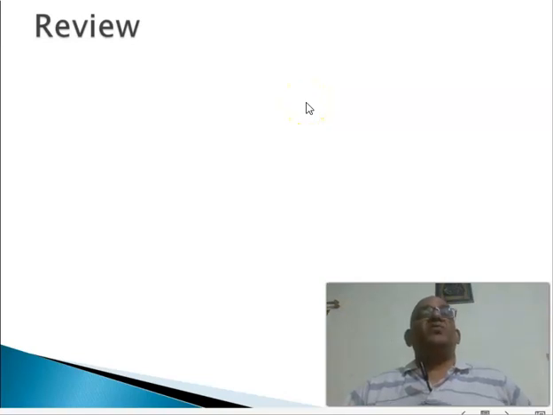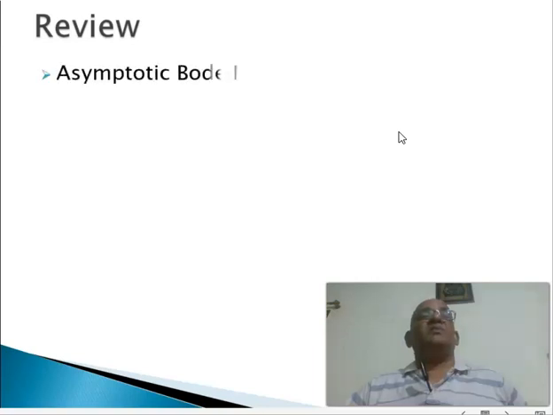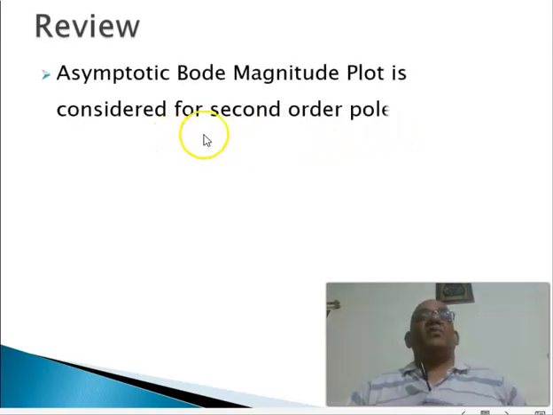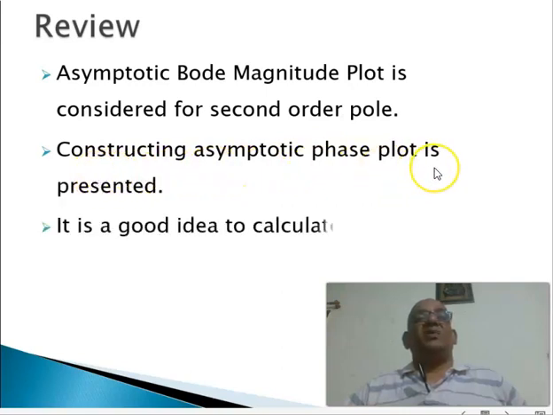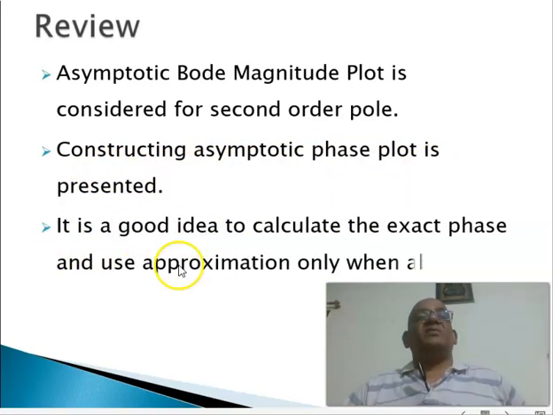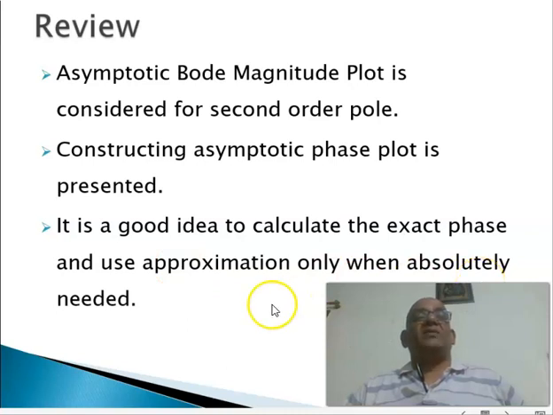Over the past few videos, we have been considering topics on frequency response, and in specific we have seen the Nyquist criterion, minimum phase transfer functions, and the asymptotic Bode plot. In specific, we have seen the second order system, and constructing the asymptotic phase plot is considered, and we saw it's a good idea to calculate the exact phase and use approximation only when it is absolutely needed.